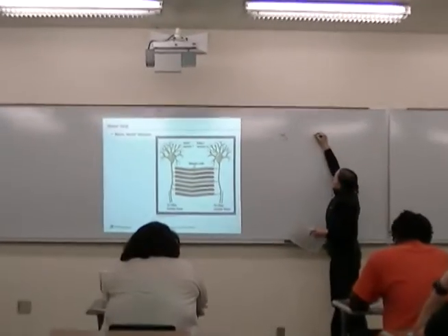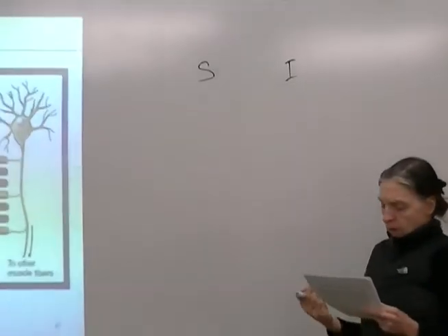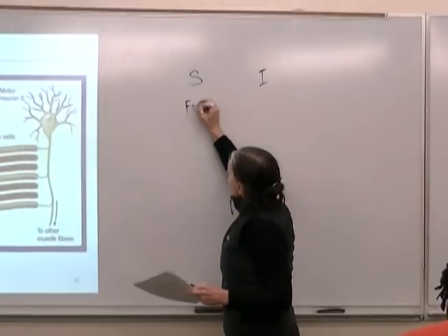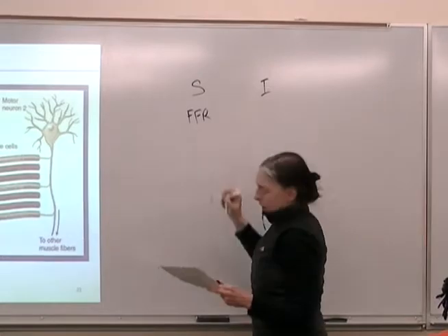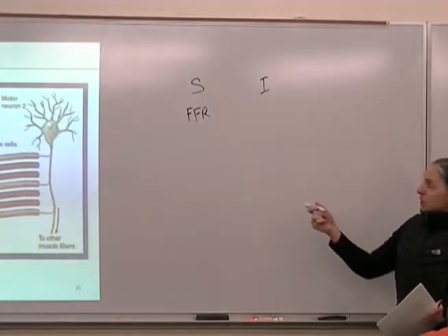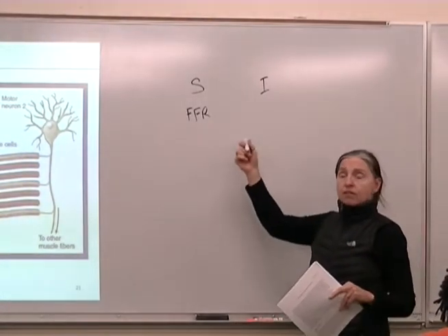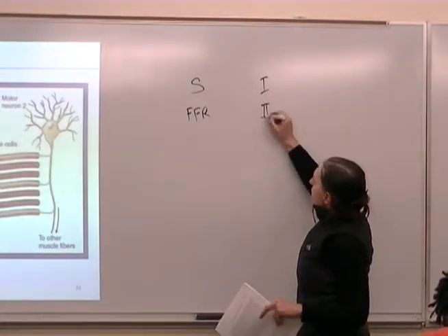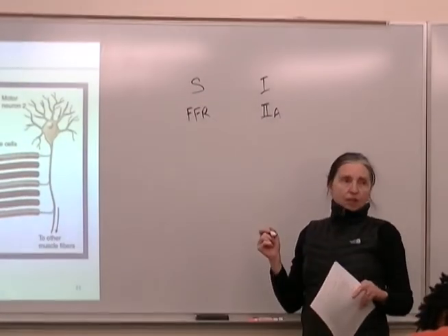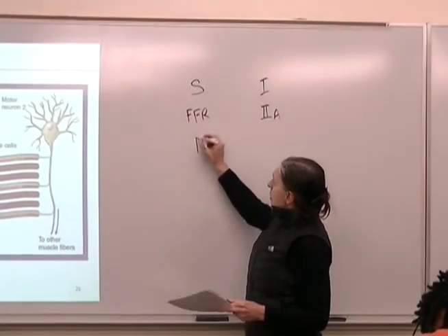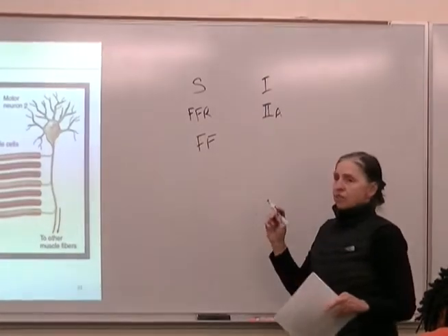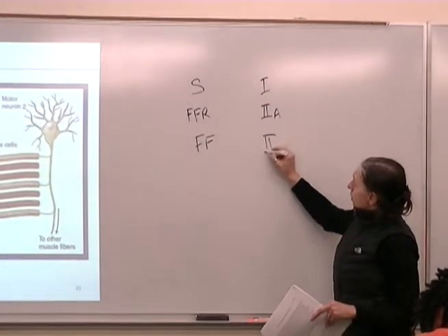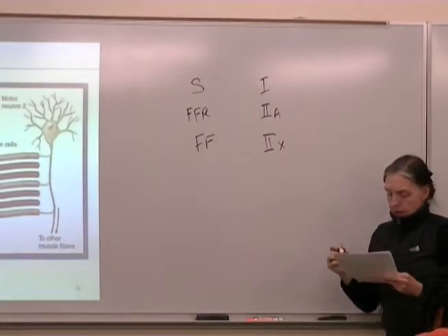Surprisingly, they're made up of type 1 fibers. The second type are FFR, which is fast fatigue resistant. So they're fast, but they're fatigue resistant. Those are our type 2A fibers. And then the last one is FF, which is fast but fatigable. Those are type 2Xs.